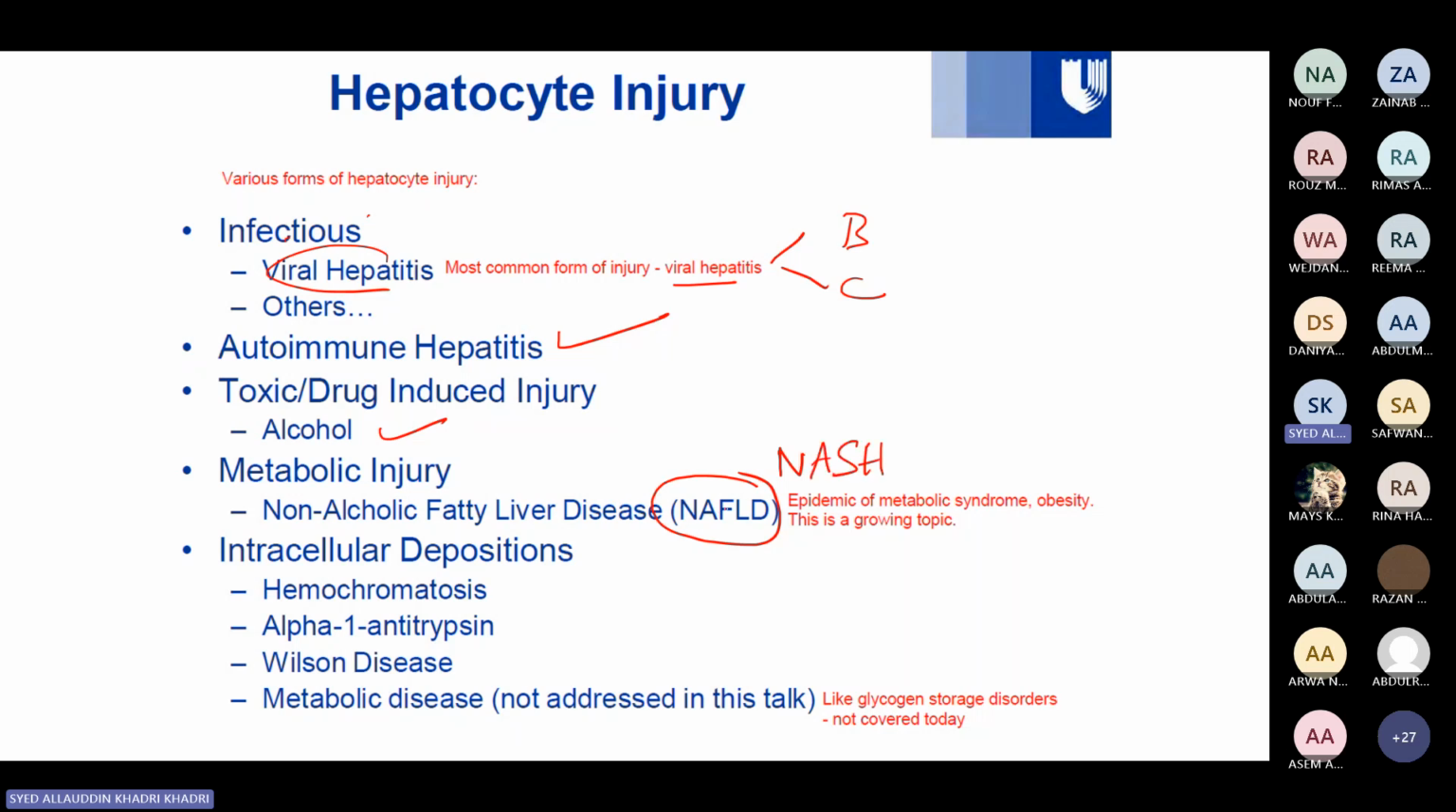Another name of NAFLD is NASH, non-alcoholic steatohepatitis. It's a metabolic syndrome usually associated with obesity, a growing topic, and a lot of data updates are there on PubMed. Intracellular deposition diseases include hemochromatosis, alpha-1 antitrypsin deficiency, Wilson disease, and metabolic causes.